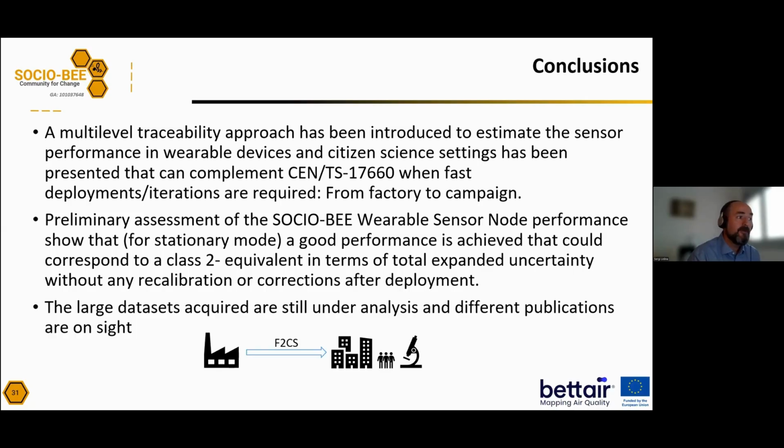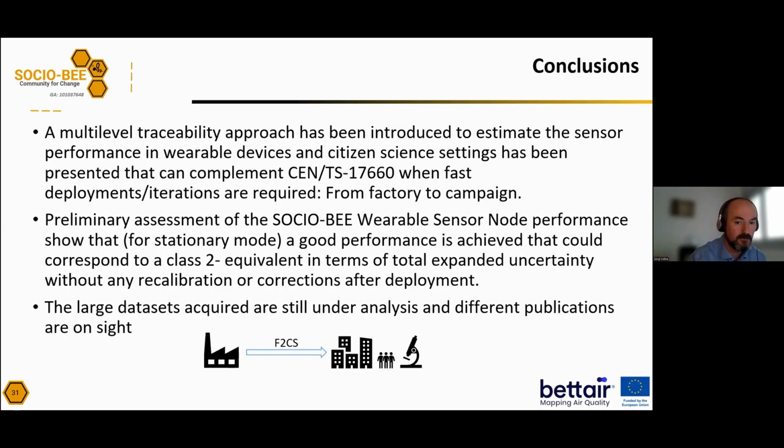So the preliminary assessment of the SOCIO-BEE wearable sensor node performance shows that a relatively good performance is achieved that could correspond to perhaps a class 2 equivalent in terms of total expanded uncertainty. Remember, this is for stationary usages. It's the uncertainty of the references and the stationary nodes that people had in their balconies and so on, not for the one that was being carried around.